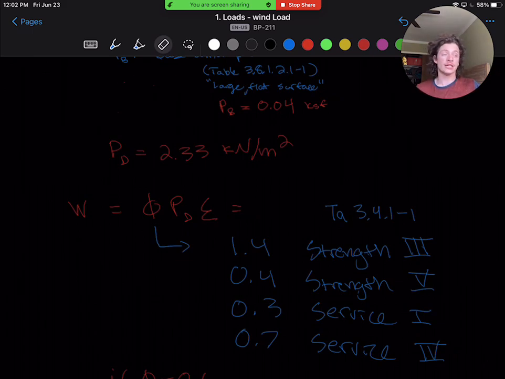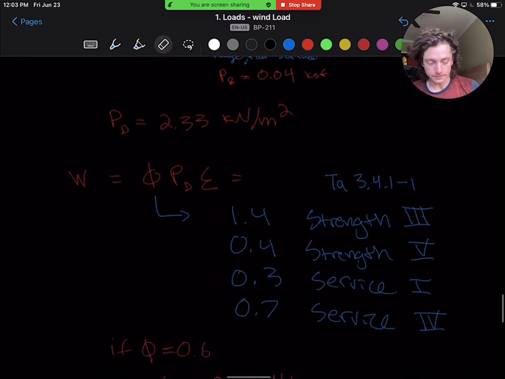You can find these combinations in table 3.4.1-1 for all the various limit states as defined by the AASHTO specifications. And the factors are associated with different combinations with dead load or live load or other loadings on the bridge, and the probability you're going to experience that magnitude of wind in that moment.